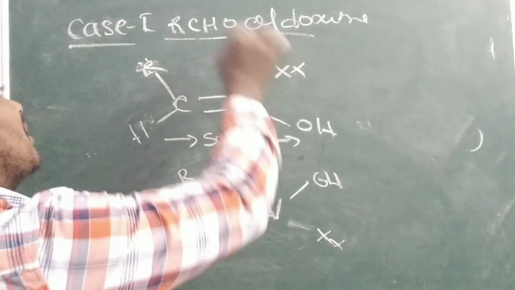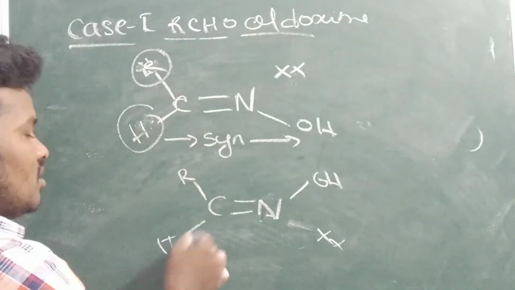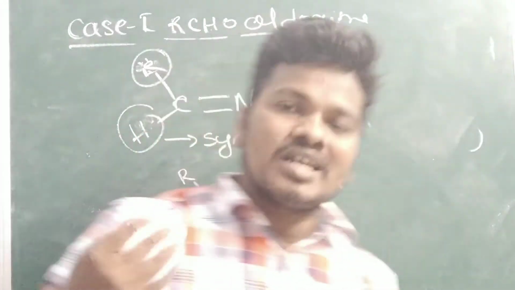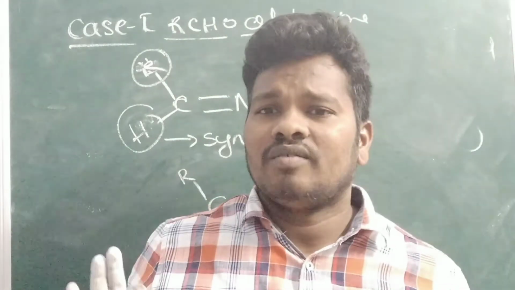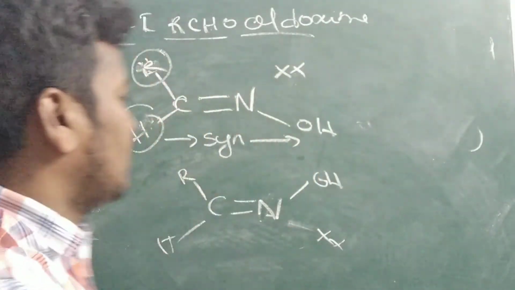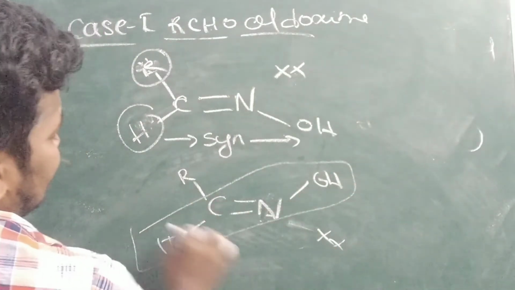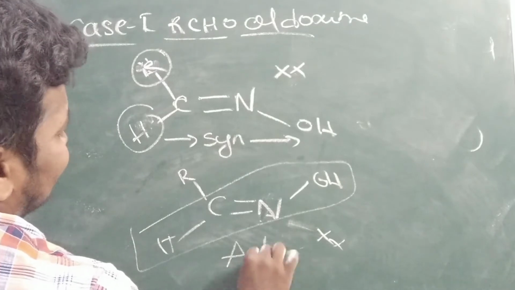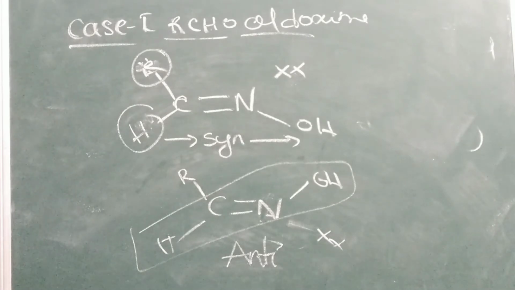Because in aldoximes H is common, we cannot say R. Whether you take methyl, ethyl, whatever it may be, H will never change in an aldoxime. So here it is presented on the opposite side. This is called as an anti. Opposite side. OH and H should be on the opposite side.